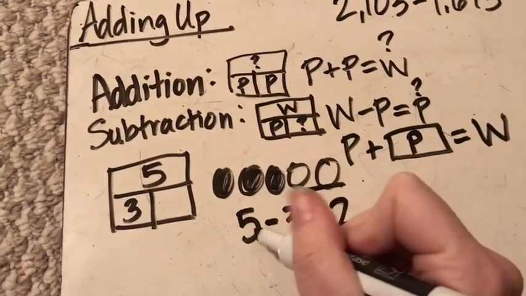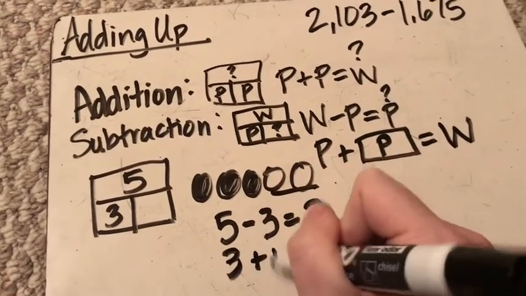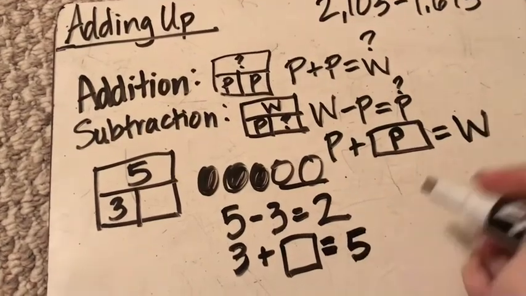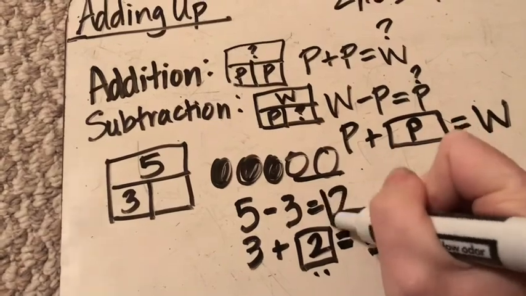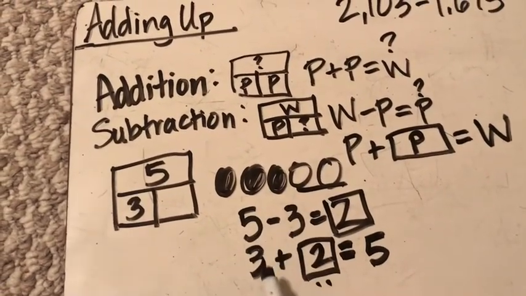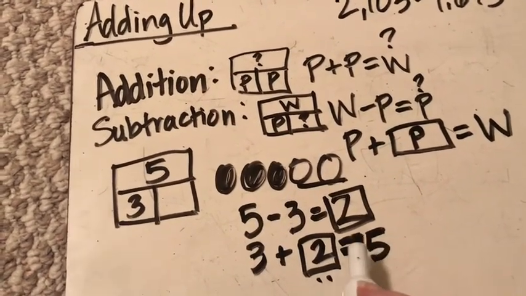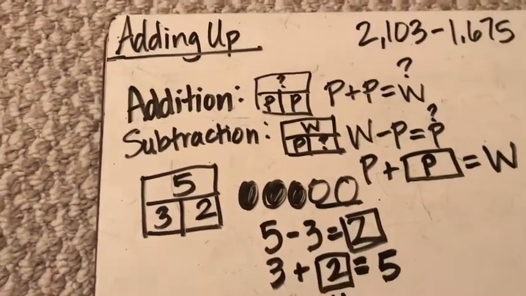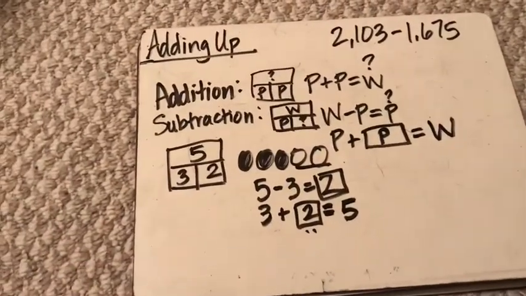But I could also think 3 are colored plus some more gets me up to 5. So 3, 4, 5. And again, here's 2. So as you can see, I can either take away the part from the whole, or I can start with the part and add on the other part to get up to the whole. Students start doing part-whole relationships in kindergarten, and they continue to practice all the way up through elementary school.